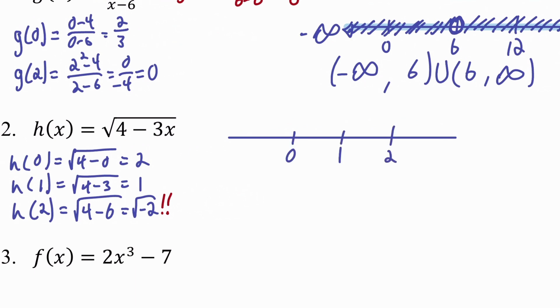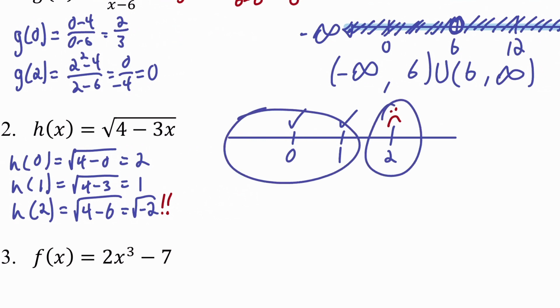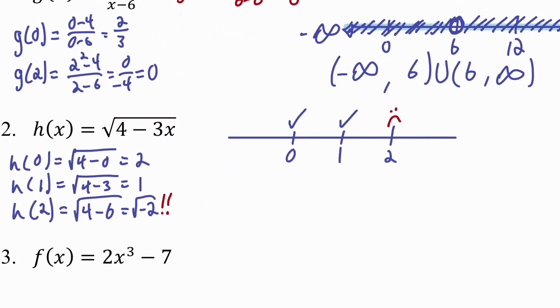Now 0 and 1 worked, but 2 did not work. So over here, some of this is my domain, some of this is not my domain, and there might be more that is part of my domain further, potentially. Like I could try more numbers, like I could plug in 3. If you plug in 3 to the function, it also doesn't work. It turns out anything greater than 2 just does not work.